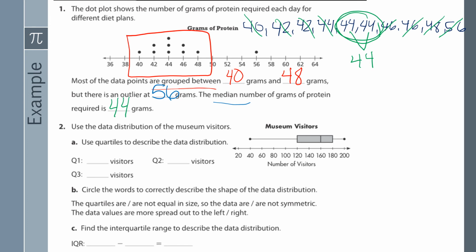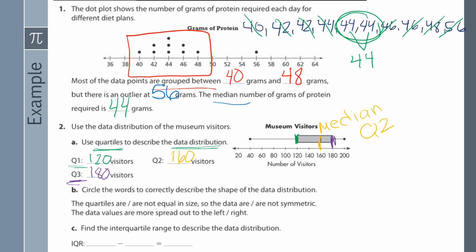Down here it's giving me a box plot. It says the data distribution of museum visitors, so it's asking about the number of visitors. Use quartiles to describe the data distribution. Quartile 1 is the lower quartile right here, and that would be 120. Quartile 3 is my upper quartile, which is 180. And then quartile 2, we don't call it that often, but that's your median, and that's at 160.